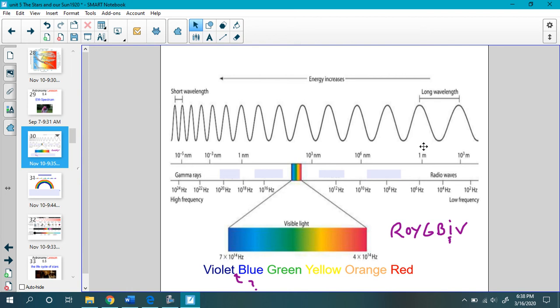If you think of a meter stick, which is a little bit over 3 feet, we're looking at 1,000 of those just between two little waves. To have one complete cycle, up, down, and then back up, it takes 1,000 meters. It's a lot.